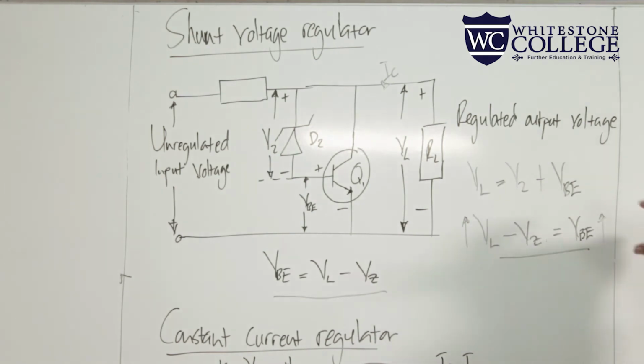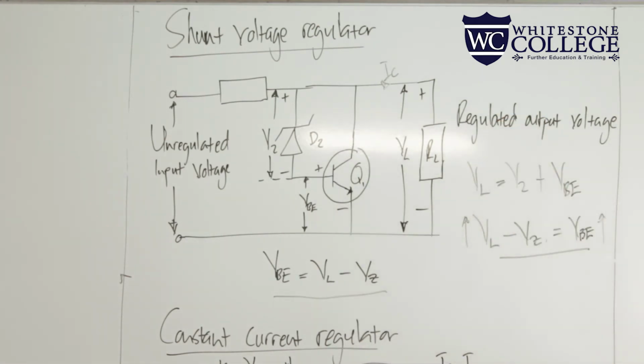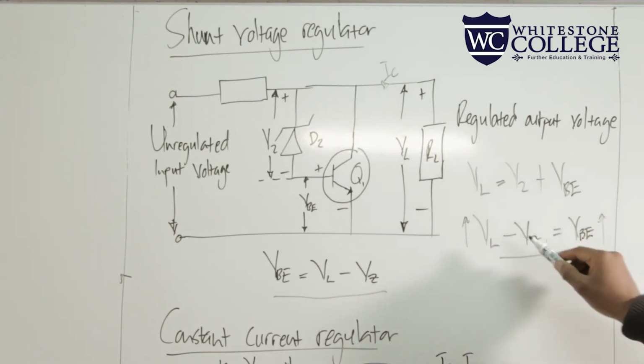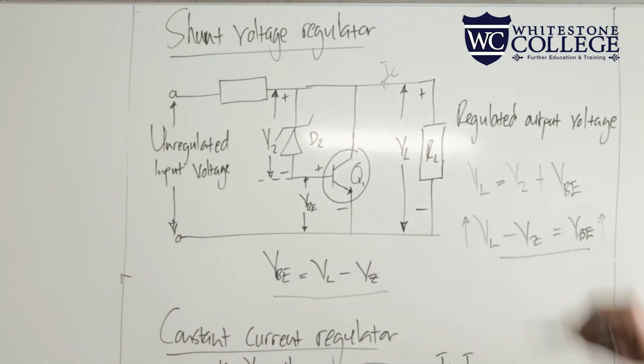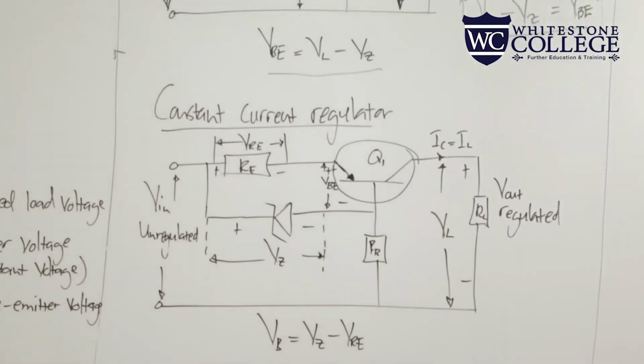So in this case, our VBE, the base emitter junction, is regulating the output voltage, which is the voltage across our load, VL. So we are controlling the output voltage based on the increase or decrease in the base emitter voltage. So in this case, we are using our transistor as a regulator. We are regulating the output voltage. All right, then the last but not least circuit is constant current regulator.